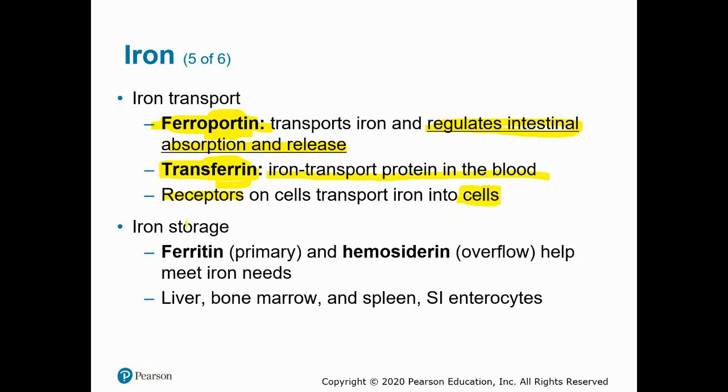The primary storage form is what we call ferritin. And this is an important one that gets looked at to assess the stages of iron deficiency. And then we also have kind of an overflow form for iron storage, which is called hemosiderin.